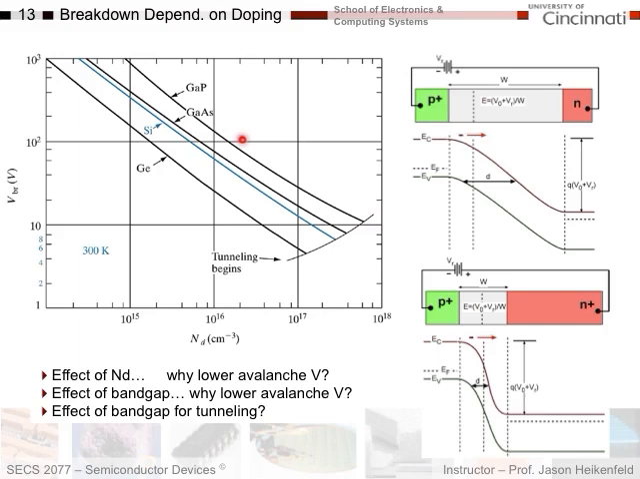Look at the effect of doping. Why the lower avalanche voltage? Again, you have lower avalanche voltage as you increase doping, because as you bring in increased doping, you get decreased depletion region width and steeper slopes, so it's easier to get avalanche, right?